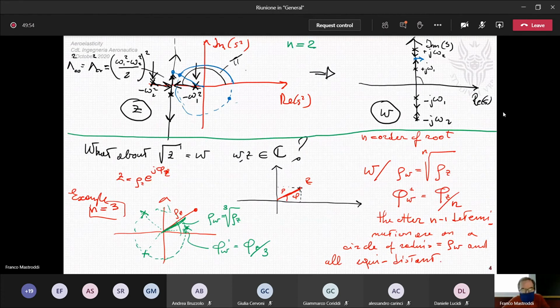And what about the phase of this angle? The phase of this angle is a phase of angle which is... excuse me, I'm getting confused. I'm very sorry for this. Start again from this. Excuse me.